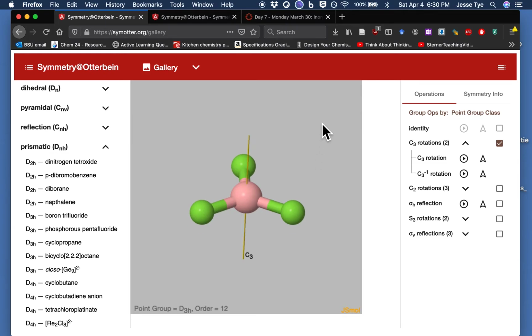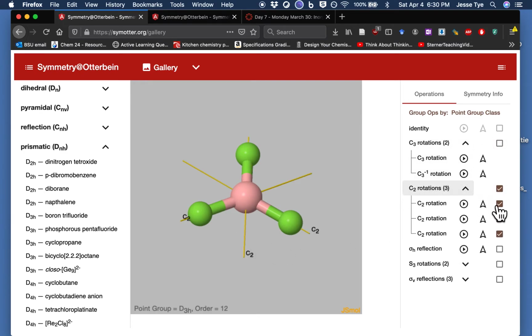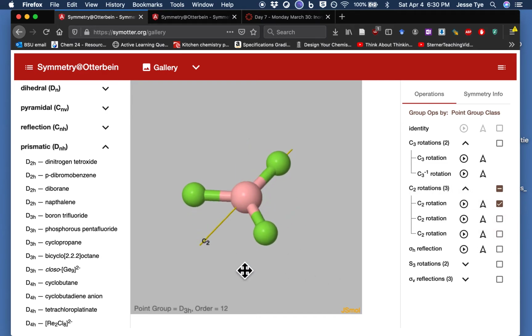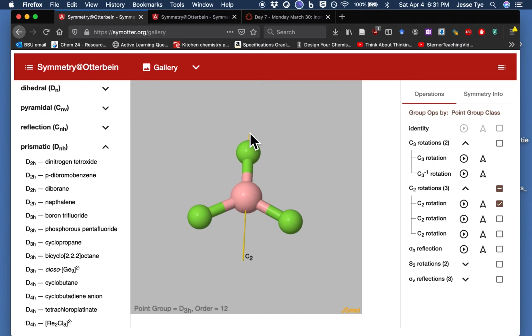So the first one for BF3 here is a C3 axis. I can do 1/3 of a full rotation to interconvert the fluorines in the molecule. So there is the C3. This molecule also has 3 C2 axes. The C2 axis goes through a boron and one of the fluorines. And if I turn them all on, there's one that goes through each BF bond.